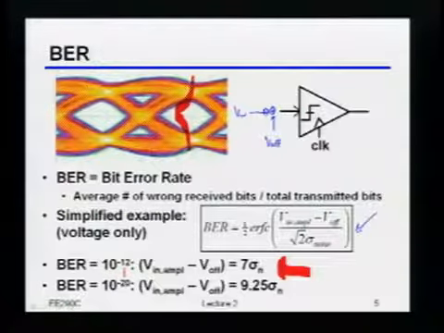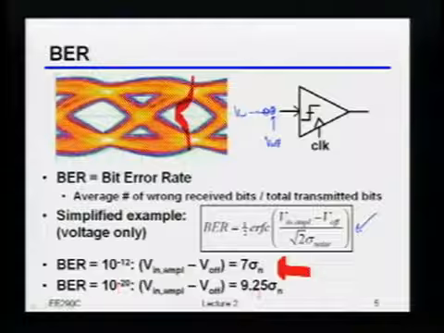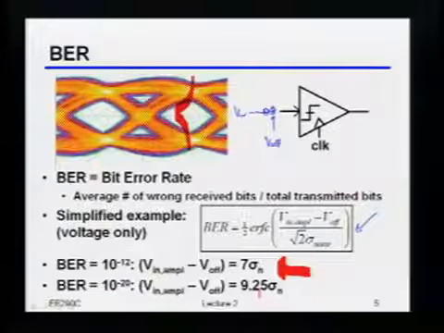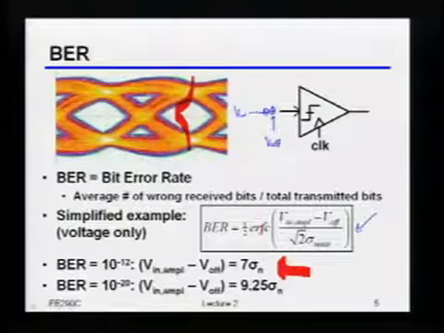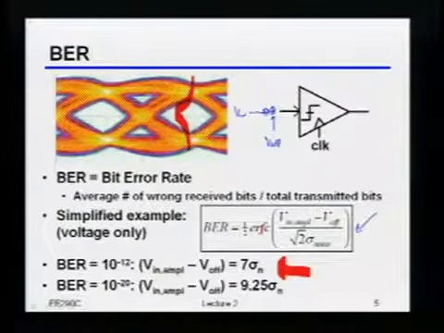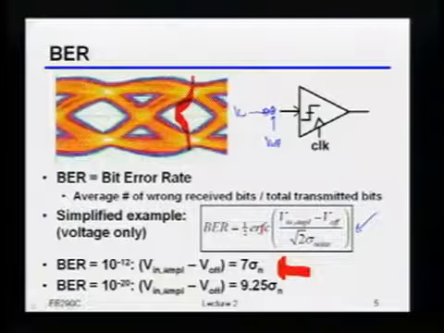Some good numbers to remember: if you want a bit error rate of about 10 to the minus 12, you need about 7 sigma of noise. If you want about 10 to the minus 20, you need about 9.25 sigma of noise, and so on and so forth. I trust you can do this inverse error function. It's not that difficult. Just plug it into MATLAB once, and you'll get an idea of the shape of this curve. Okay.